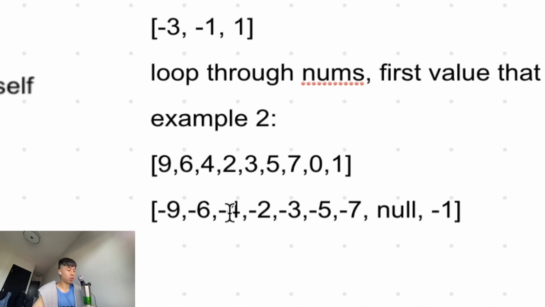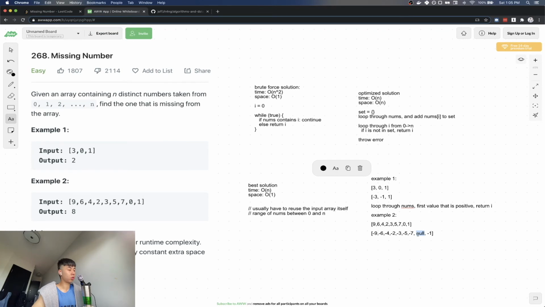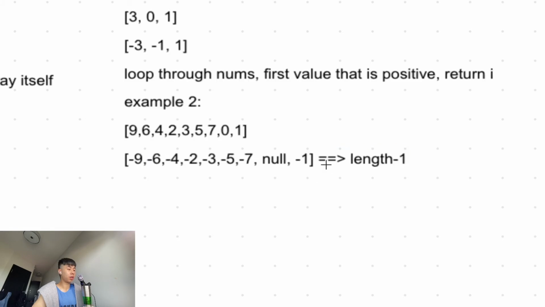So 0, 1, 2, 3, 4, 5, 6, 7, 8. Right. So because all the numbers are indeed negative, then we return the length plus 1. 1, 2, 3, 4, 5, 6, 7, 8, 9. Or the length minus 1. So we return the length minus 1, so that would be 8 in this case.